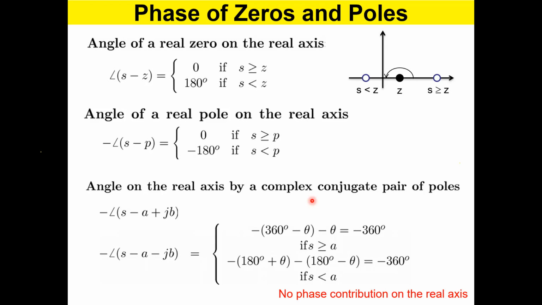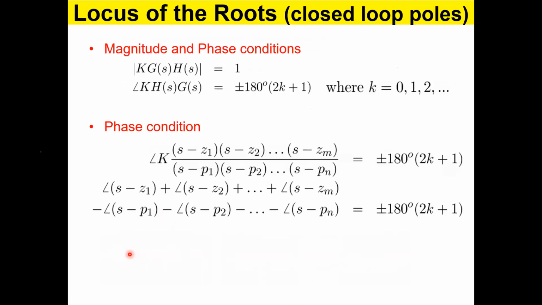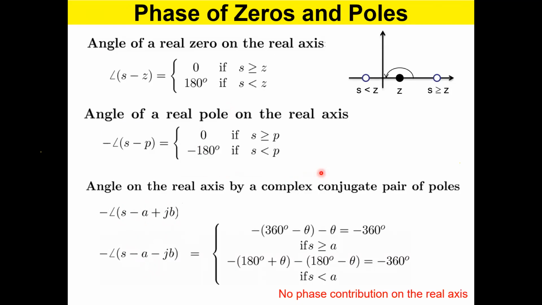Now, therefore, it is important to know the phase contribution by a pair of conjugate poles and zeros. So I will just arbitrarily take poles, a complex conjugate pair of poles. It will look like this: S minus A plus JB, which is one of the conjugate pair. The other one is S minus A minus JB. This is one pole of the conjugate pair, this is the other one. So it always comes with S minus, S minus, and they are both in the denominator, like here and here. They appear as pairs. So therefore, when we talk about phase, we have to take them together.